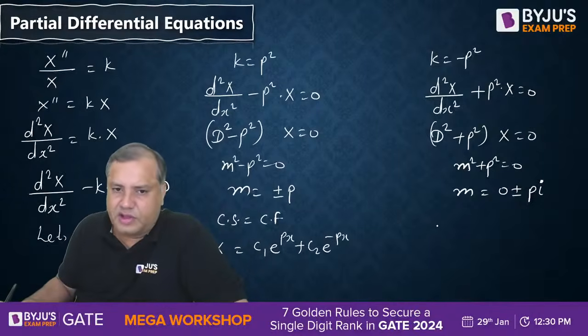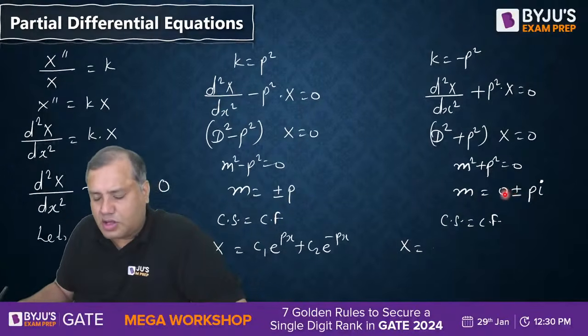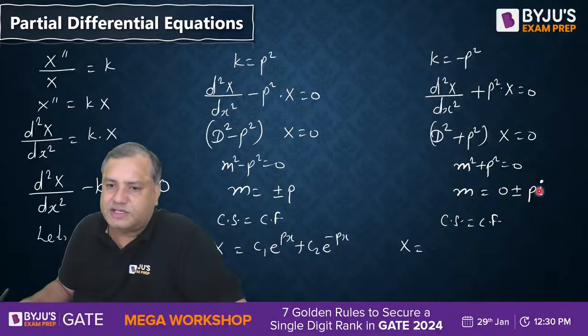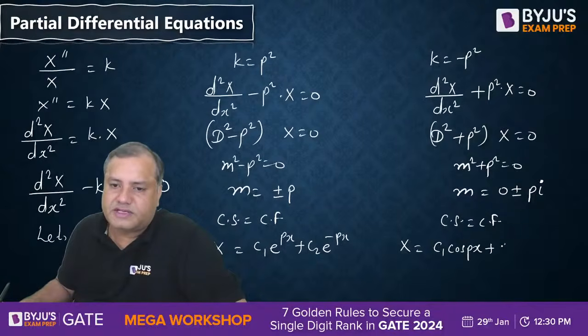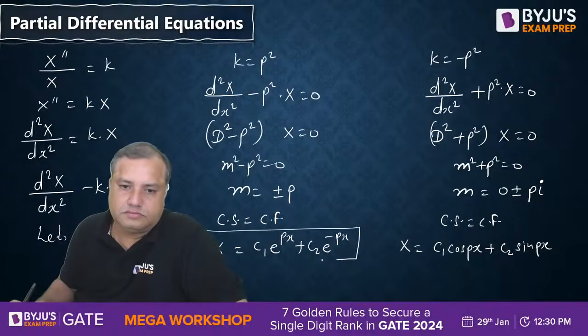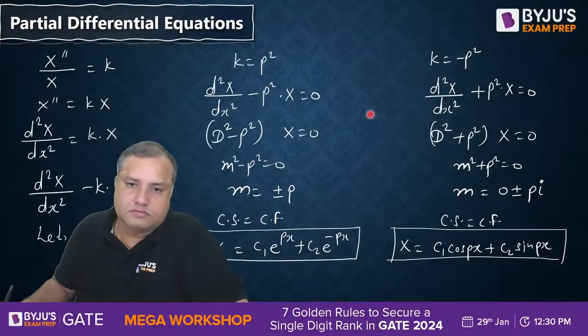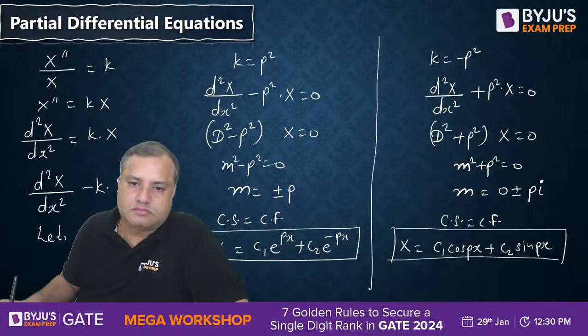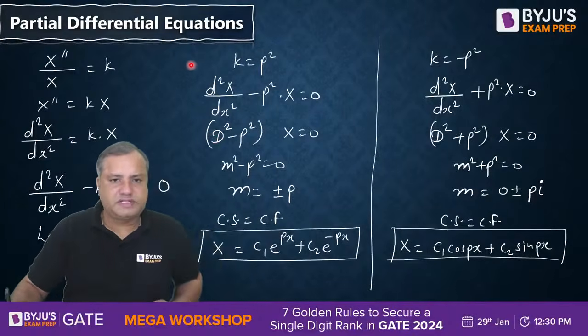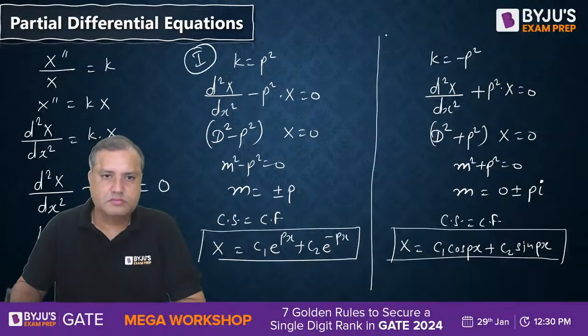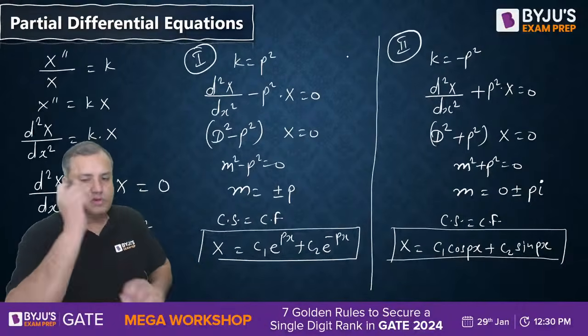This is one way. Another way, complete solution is equal to only CF, capital X equal to, this is imaginary roots. So alpha is 0, beta is p. So C1 cos px and C2 sin px. Understood these two ways? Okay.